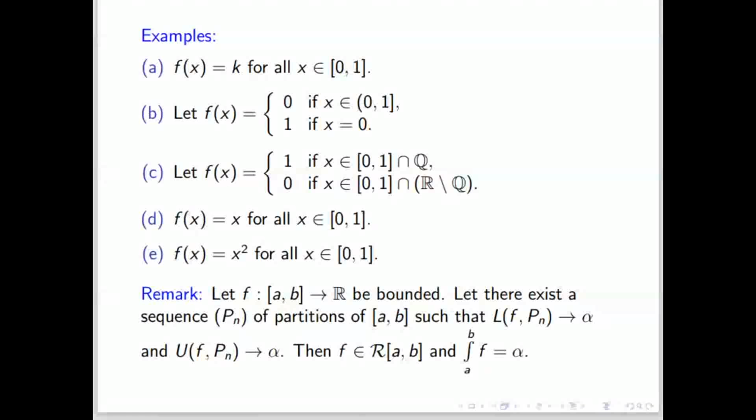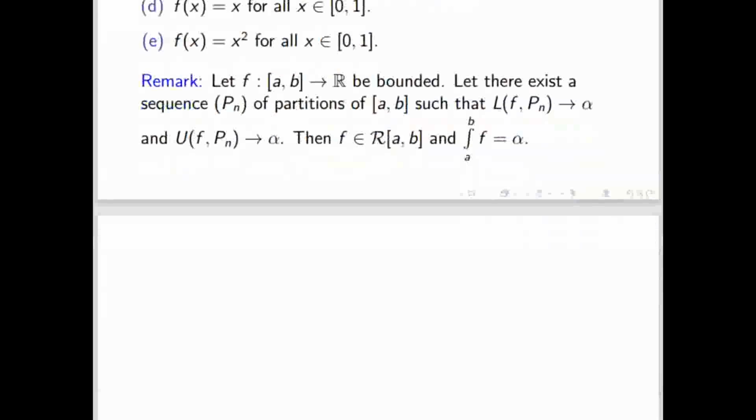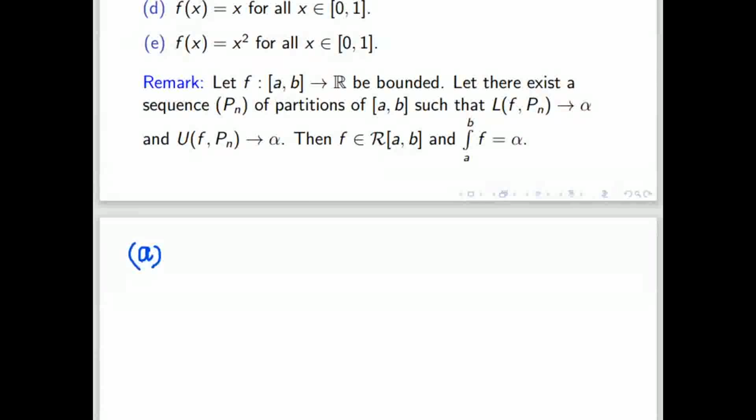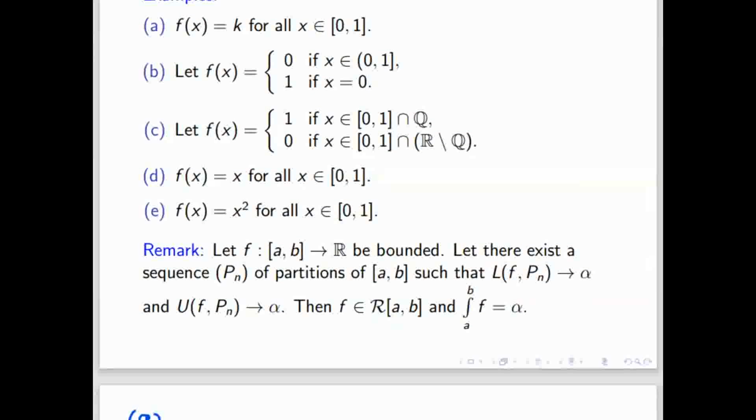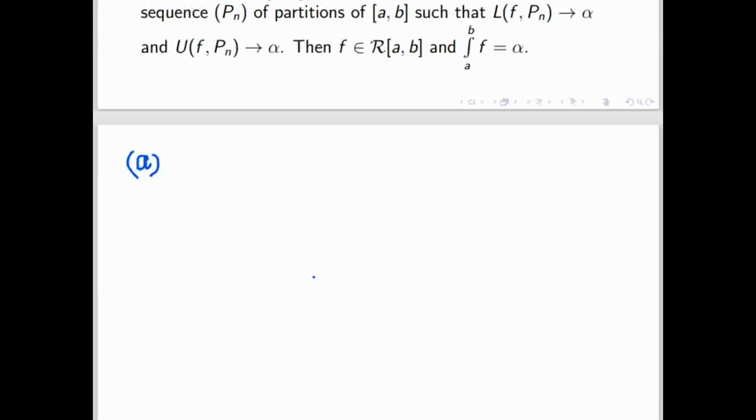So for A, we'll calculate first the upper sum and then the lower sum. Here the function is given, k is a constant number. So what will be the integration of this function f(x) equal to k in the interval 0 to 1?